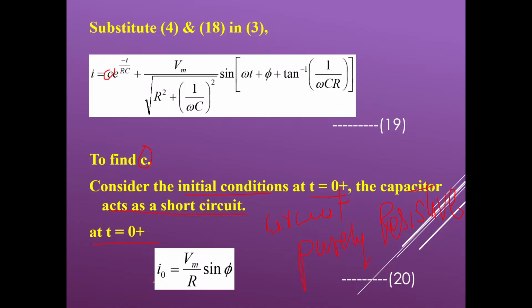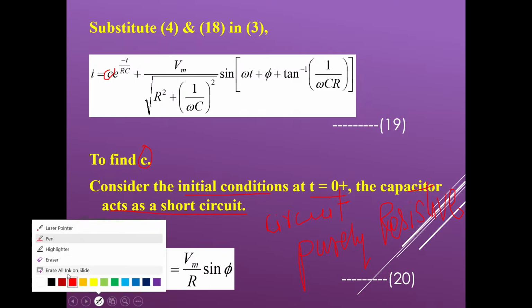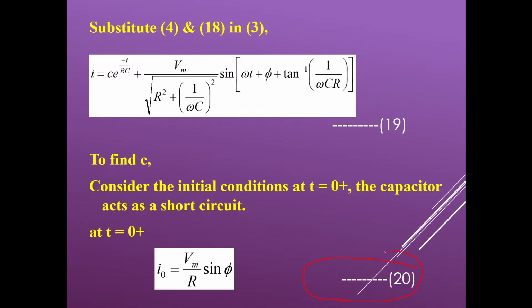Therefore, what is the current in the circuit? As soon as the switch is closed, let us assume the current at t equal to 0 is I0, equal to Vm by R sin phi. So the current in the circuit will be Vm by R sin phi, because the capacitor is acting as a short circuit and the circuit acts as a purely resistive circuit. Consider this as equation number 20.